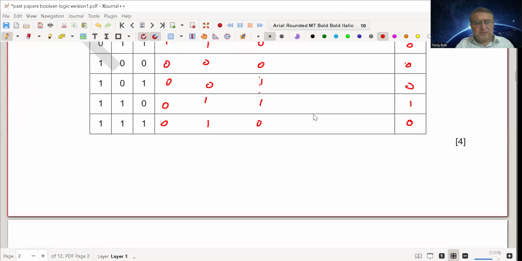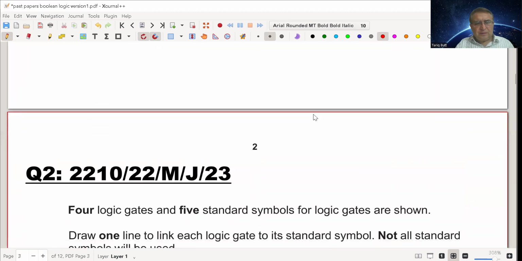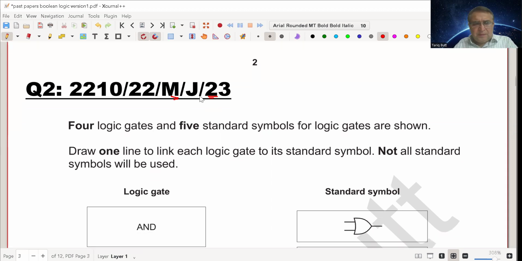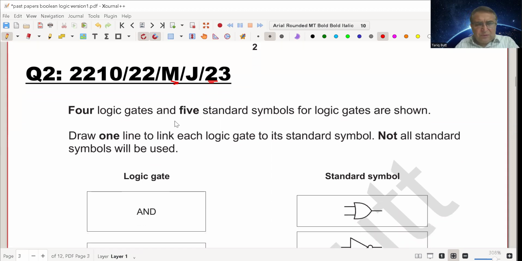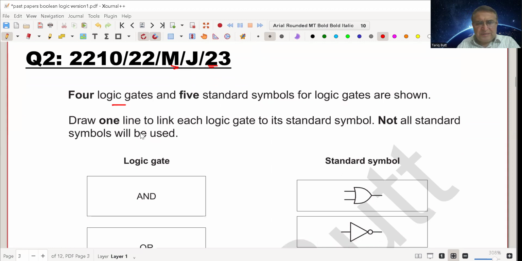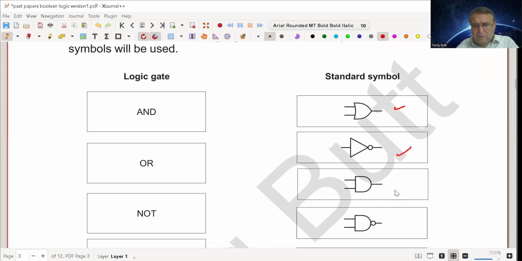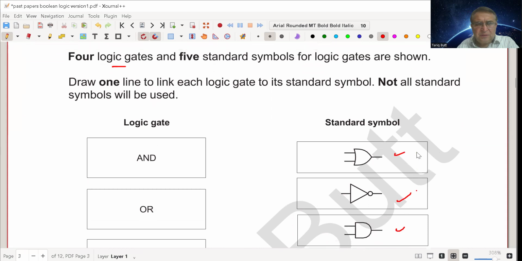Let's move to the next question. This is again a question from the 2023 May-June session. It is given that 4 logic gates and 5 standard symbols for the logic gates are shown. 4 logic gates: 1, 2, 3, and 4. So 4 logic gates are shown and 5 standard symbols.